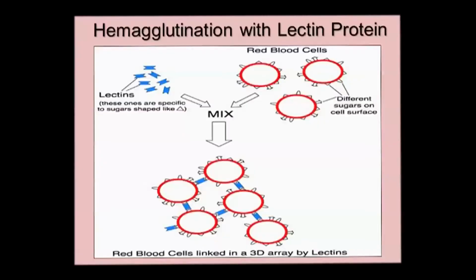Hemagglutination also takes place in the presence of lectin proteins. Lectin proteins bind to carbohydrate moieties and recognize specific carbohydrate moieties present on the RBC surface. They bind to it and then cross-link among themselves and form a large aggregate, and hemagglutination takes place.